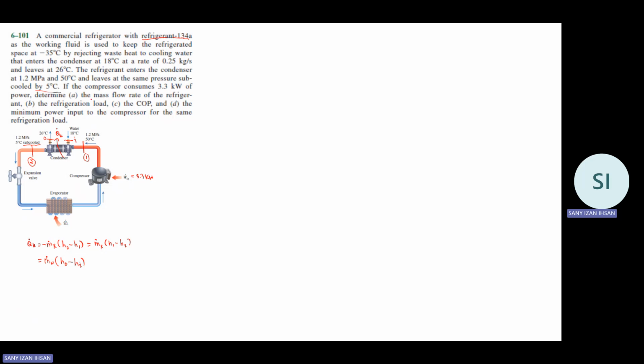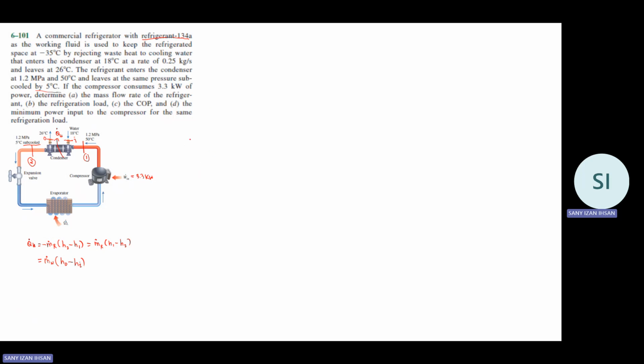So the first part, the mass flow rate of the refrigerant, we are not given that, but we are given the mass flow rate of the water. So if you solve this, you will get this Q dot H. Having Q dot H, you can also find H2 and H1 based on the property. Then you can find the mass flow rate of the refrigerant. Basically that is the idea of what we are trying to do.